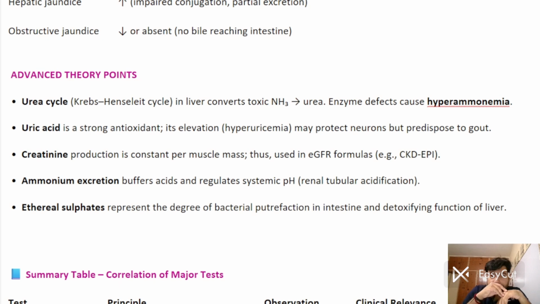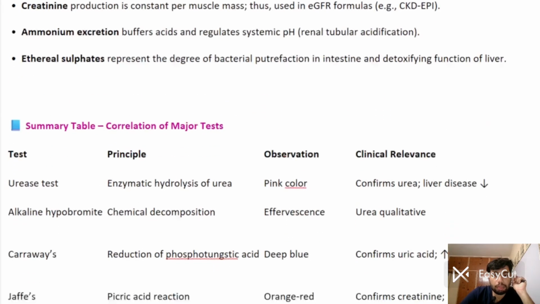Creatinine production is constant per muscle mass, thus it is used in eGFR formulas. Ammonium excretion buffers acids and regulates the systemic pH. This I have also discussed. And ethyl sulfate will represent the degree of bacterial putrefaction in the intestine and the detoxifying function of the liver. Important point to note. What are the summary tables?